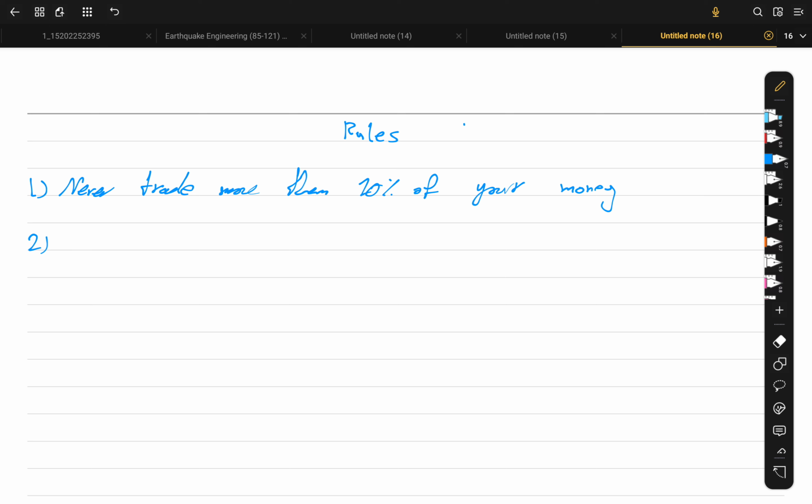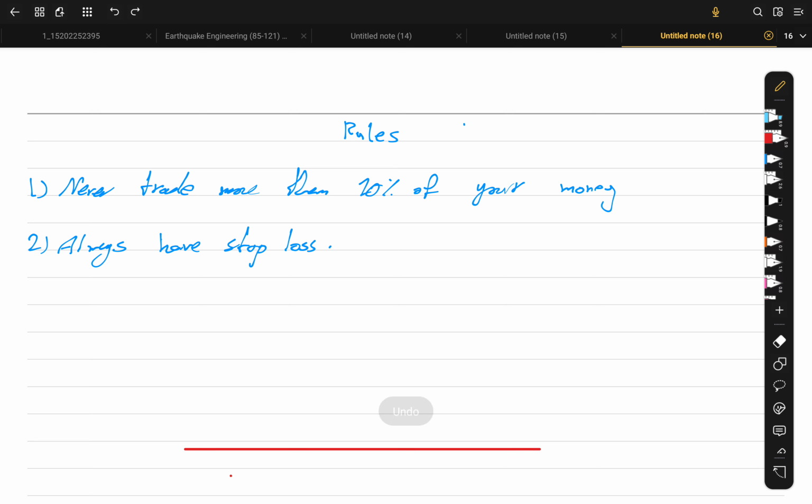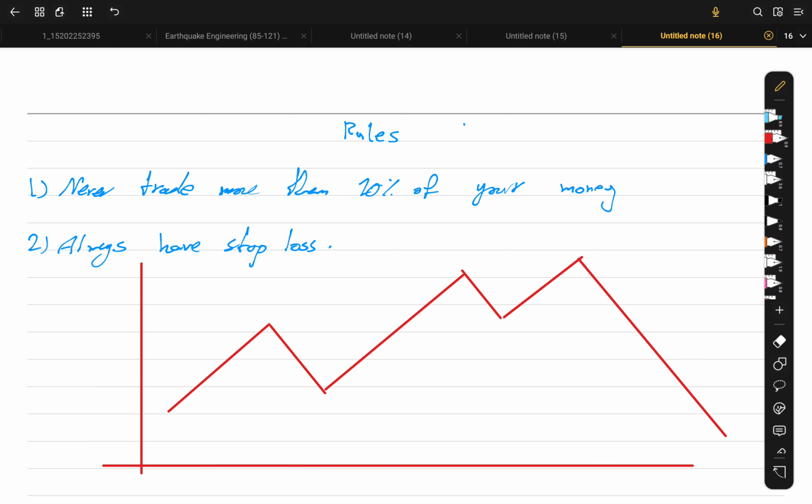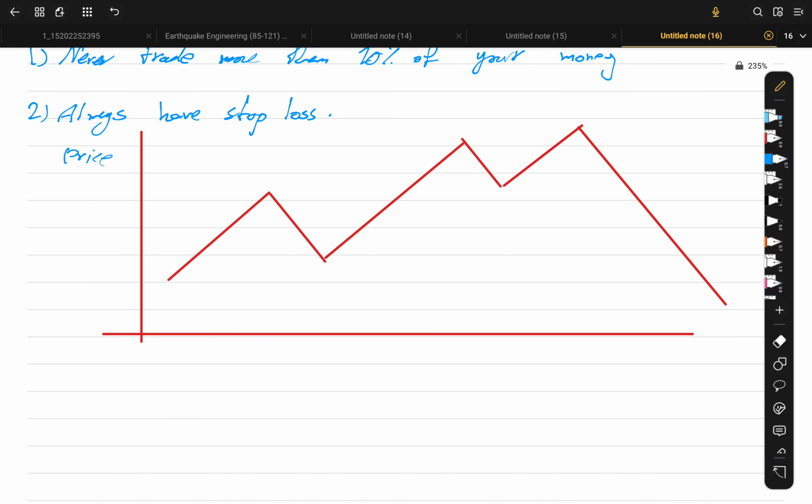And the second rule I'm going to create is: always have a stop loss. What is a stop loss? Let me create an example for you to understand better what a stop loss is. Let's say this is our price chart. Here is price, and here is date, for example.